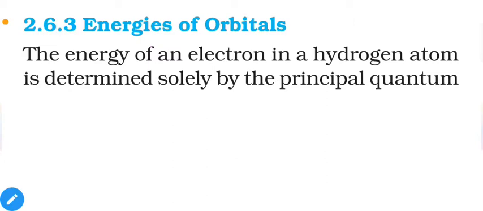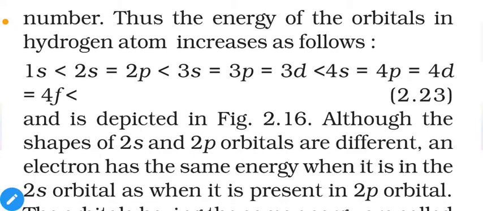As mentioned earlier in the quantum numbers section, the principal quantum number mainly represents the distance of the electron from the nucleus and energy. As the principal quantum number increases, the distance of the electron from the nucleus increases, as well as the energy of orbitals. Thus, the energy of orbitals in the hydrogen atom increases as follows. All the orbitals are arranged in increasing order on the basis of their principal quantum number. So, as the principal quantum number increases, energy increases.